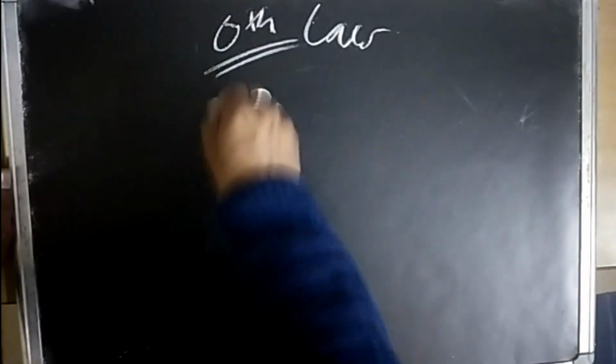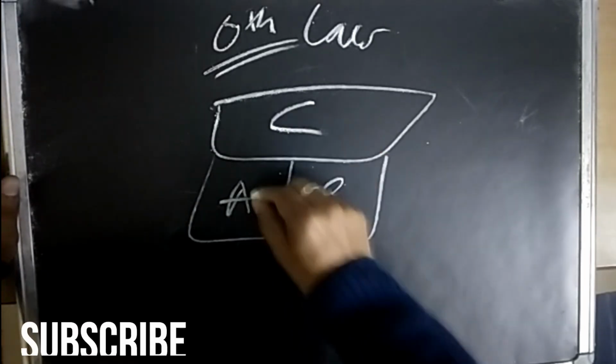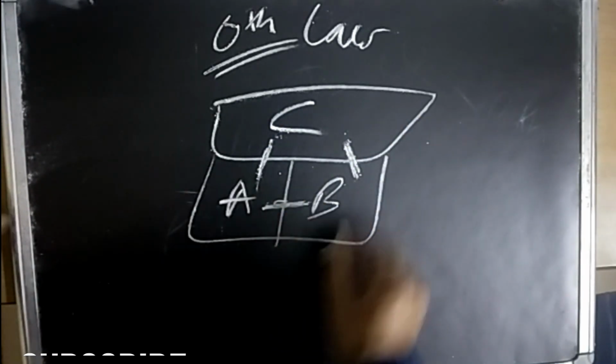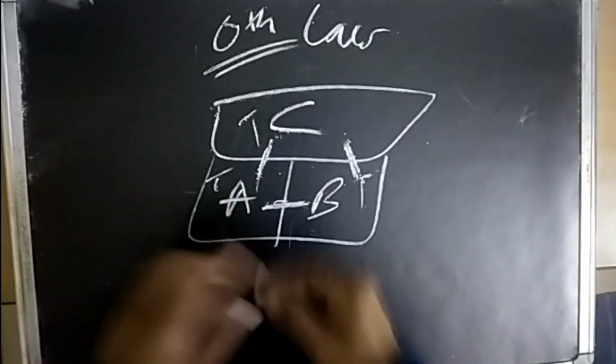Now the next thing is the zeroth law of thermodynamics. The zeroth law tells that, let's say A, B, C, if A and C are in thermal equilibrium and B and C are in thermal equilibrium, then A and B are also in thermal equilibrium, because obviously all temperatures are the same, so everything is in thermal equilibrium. This is the zeroth law, the thermal equilibrium law.